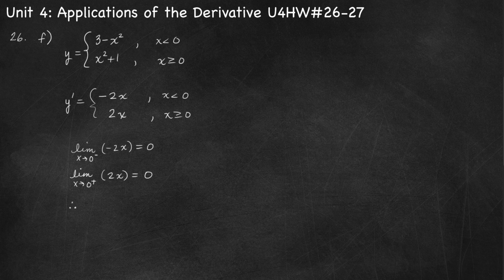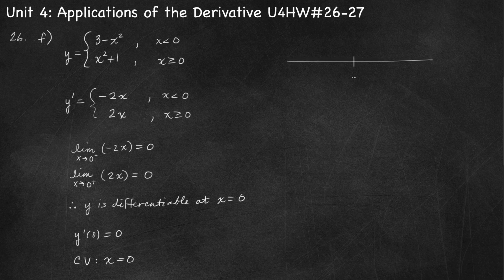So therefore, y is differentiable at x equals 0. That means the derivative exists at x equals 0, and we've already figured out at x equals 0, the derivative is equal to 0. Y prime of 0 is equal to 0. And that is the only place where the derivative is equal to 0, so that is my only critical value. I have a critical value at x equals 0. So I'm going to place my critical value on a number line, and then the value of y prime, my derivative at that critical value, is 0.